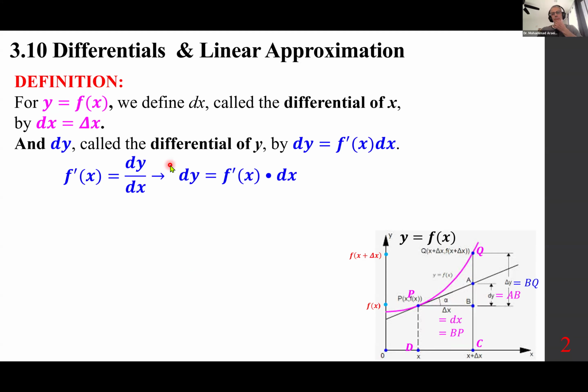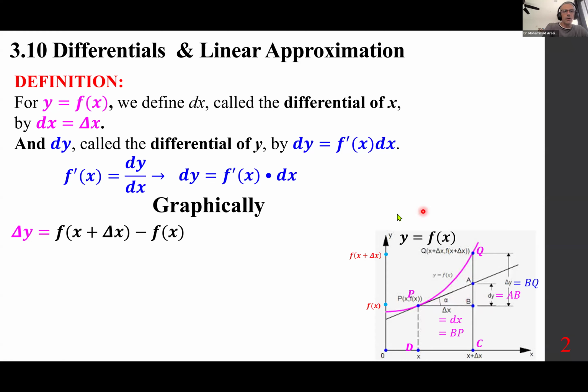Now, graphically, we want to look at two things. We want to look at delta y, which is the rise along the curve, f of x plus delta x minus f of x. So here's f of x plus delta x, this distance. Here's f of x, this distance. The difference between the two becomes BQ, delta y, known as the rise along the curve y equals f of x.